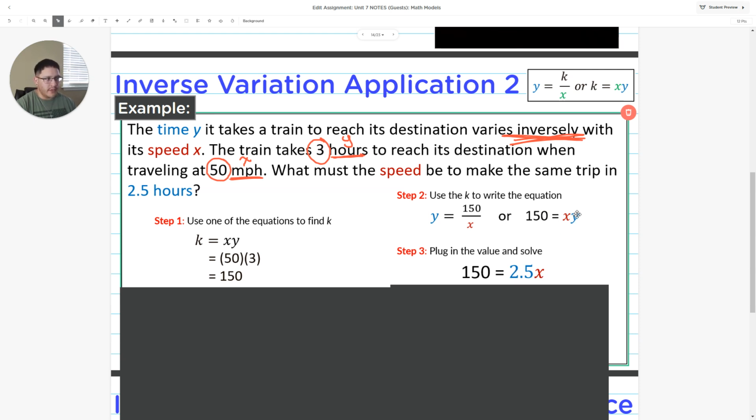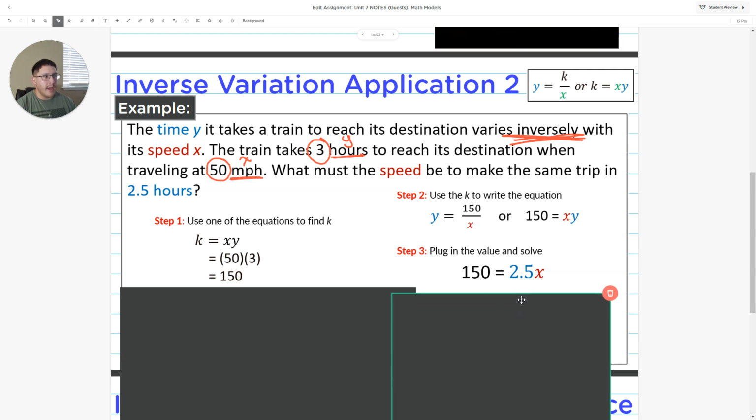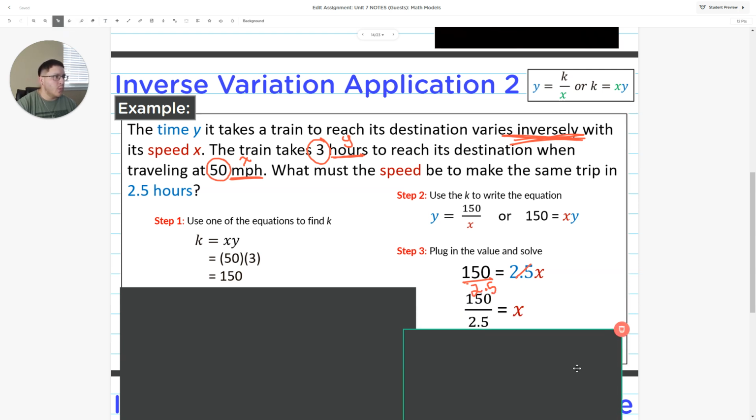Again, notice how I use the second equation and replace y with 2.5. Then, to get the x by itself, divide by 2.5 on both sides. The right sides are going to cancel. And then the left, let me write that a little bit better. The left turns into 150 divided by 2.5.